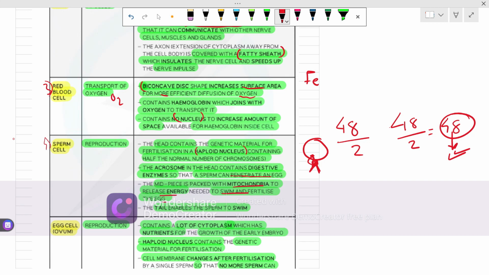Of course, the sperm cell needs energy to swim all the way to the egg and penetrate it to fertilize the egg. The tail enables the sperm to swim.